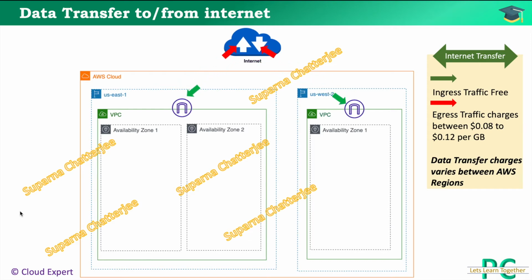Egress data transfer charges are tier based, and the price varies on the volume of data you are transferring from AWS to another cloud provider or to your data center. One more point I would like to highlight here: these data transfer charges are not uniform across regions. Egress data transfer charges vary from region to region.